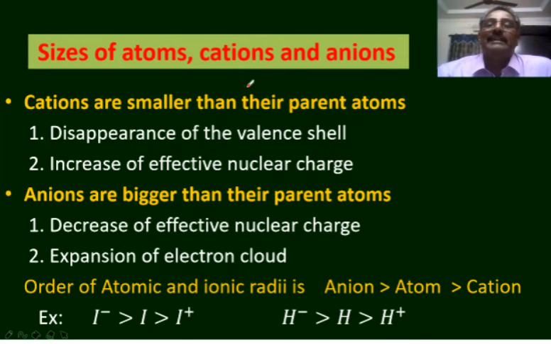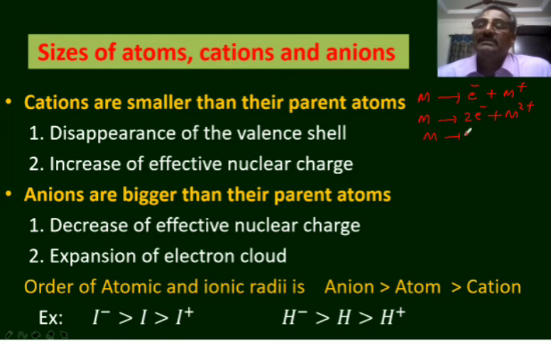Now, the sizes of atoms, cations and anions. You know that a cation is formed by the loss of one or more electrons. M gives rise to an electron and M+. Or a metal M gives rise to 2 electrons and gives M2+. Or M can lose 3 electrons to give a tripositive ion M3+. So metals have a tendency of losing 1 or 2 or 3 electrons. As a result, they form the monopositive, dipositive and tripositive ions.